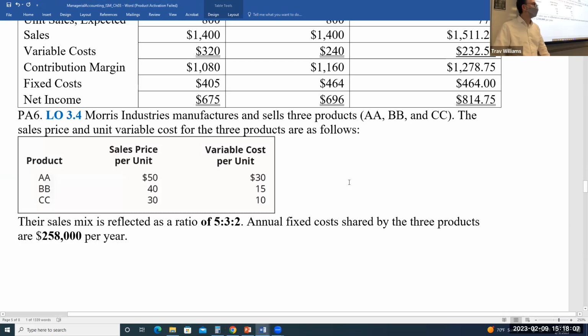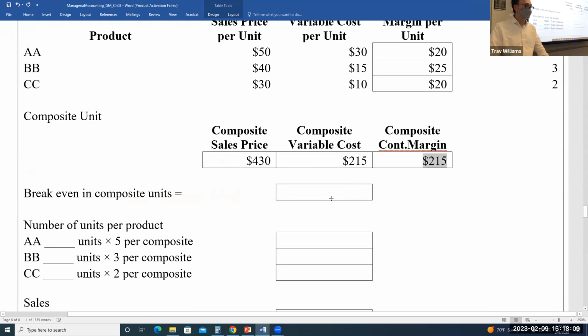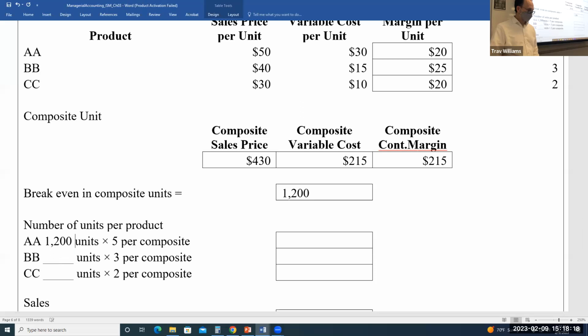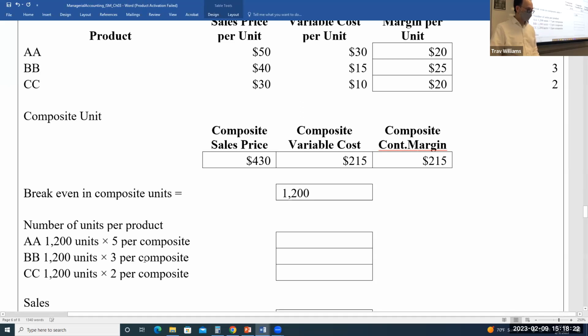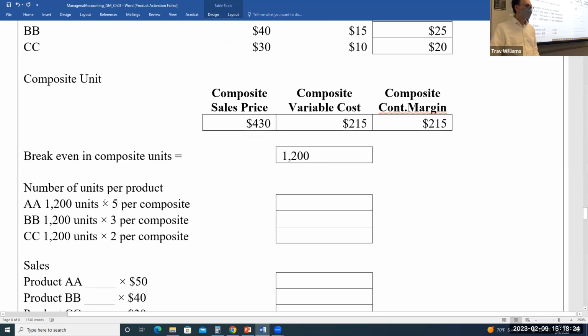And we see we need 1,200 composite units to break even. Then that 1,200 goes here, here, here, so that we can calculate how many units of AA we need to sell to break even.